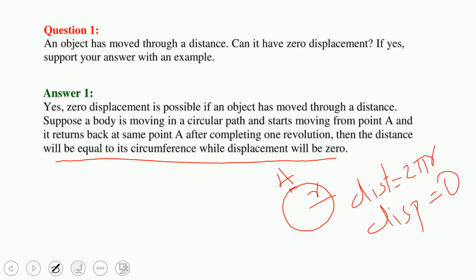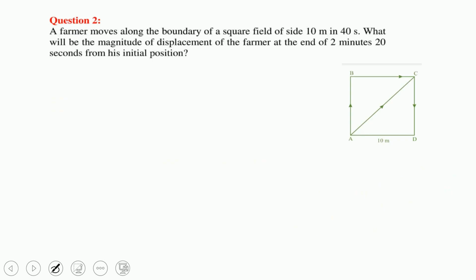I hope you understand. Now the next question is: a farmer moves along the boundary of a square field of side 10 meter in 40 seconds. What will be the magnitude of displacement of the farmer at the end of 2 minutes 20 seconds from his initial position? Look here, one round.